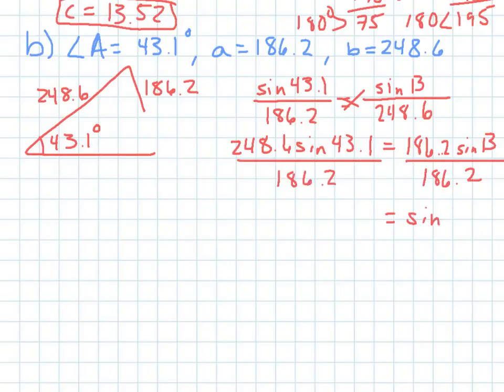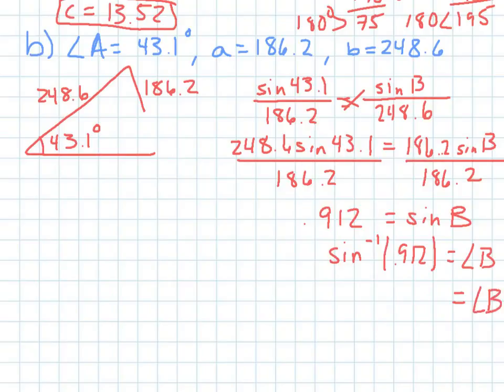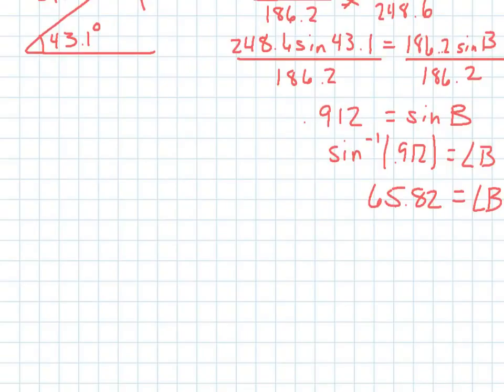So if I plug all that into my calculator, I get 0.912. Now, do your inverse of that value, that ratio. So if you find your angle, okay, so inverse of that is 65.82. Okay, now do 180 minus that to find the other option.